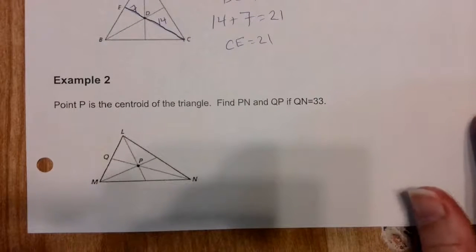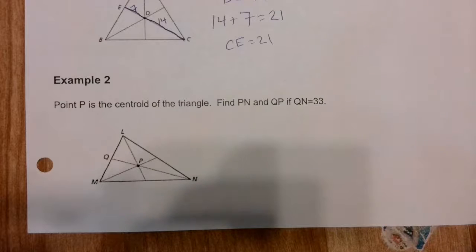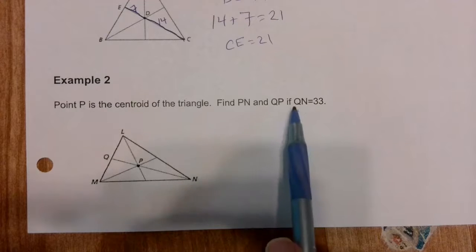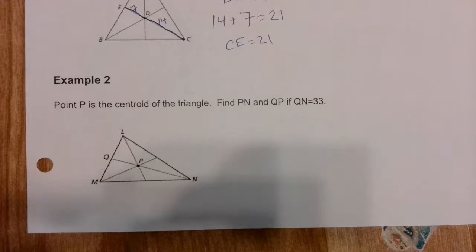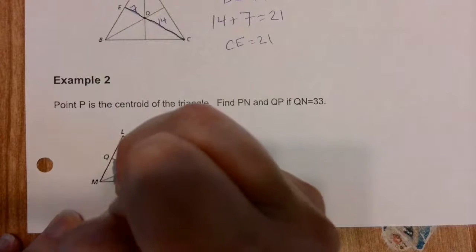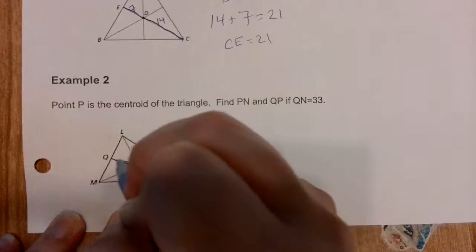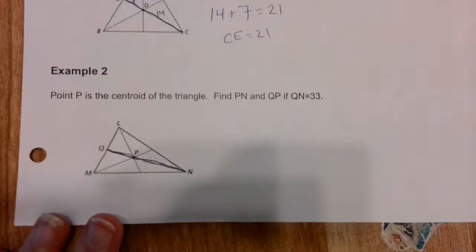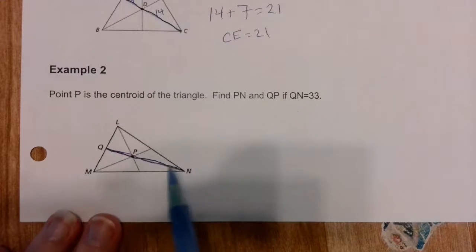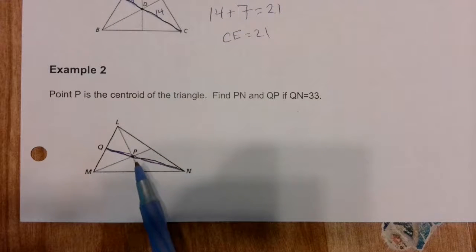Example 2, point P is the centroid of the triangle. Find PN and QP if QN equals 33. So here, the problem with putting this 33 in the picture is that the 33 is this entire length from Q to N. It's kind of difficult to put that in the picture without making things really complicated. So I'm not going to write that down.